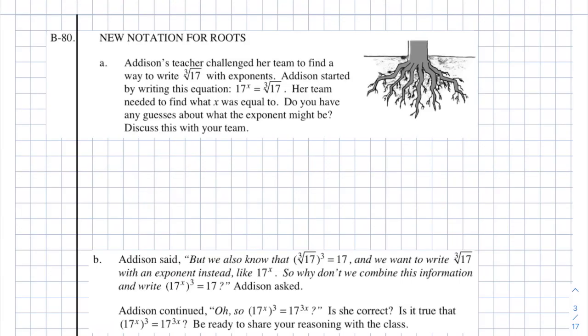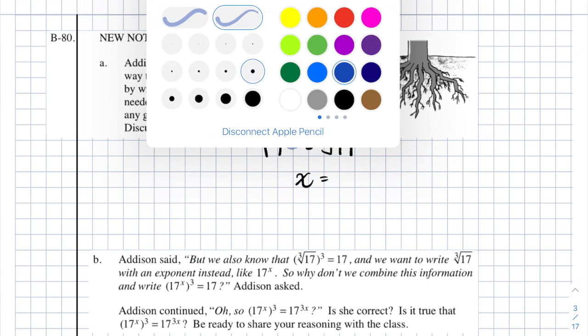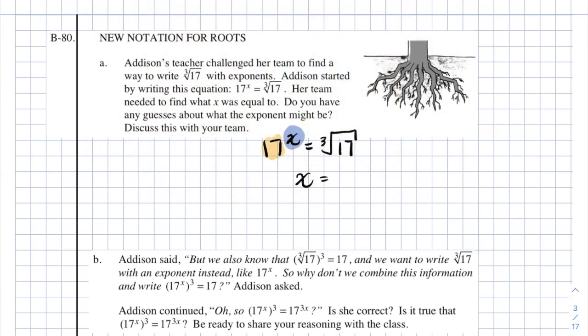So for this problem, we're going to write down 17 to the power of x is equal to the cube root of 17. So the question is, do you know what x could be equal to? So I want you to take the time to tell me. If we know that the bases are the same, we have 17 and 17. The bases are the same. What can x equal?